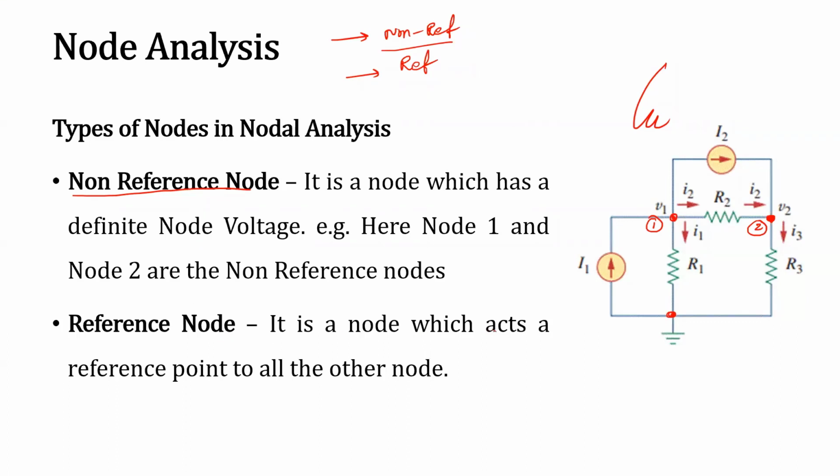It is a node which acts as a reference point to all the other nodes. It is a ground. Usually, ground is taken as a reference node. Other than ground, the remaining nodes are non-reference nodes. The number of non-reference nodes is equal to the number of simultaneous equations. Hopefully, you have understood it till now.